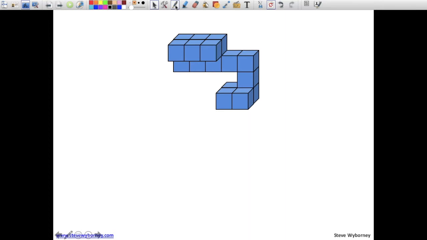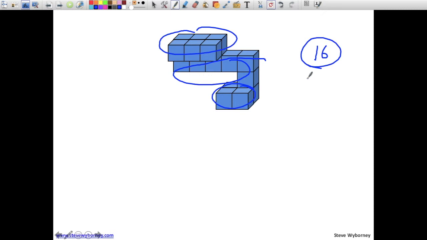Oof. Let's see how we can group this. I see a group of 6. I see 1, 2, 3, 4, 5, 6. Another group of 6 and a group of 4. So 6, 6, and a 4 is a 16. Oops, sorry. Plus 1 here, 17.